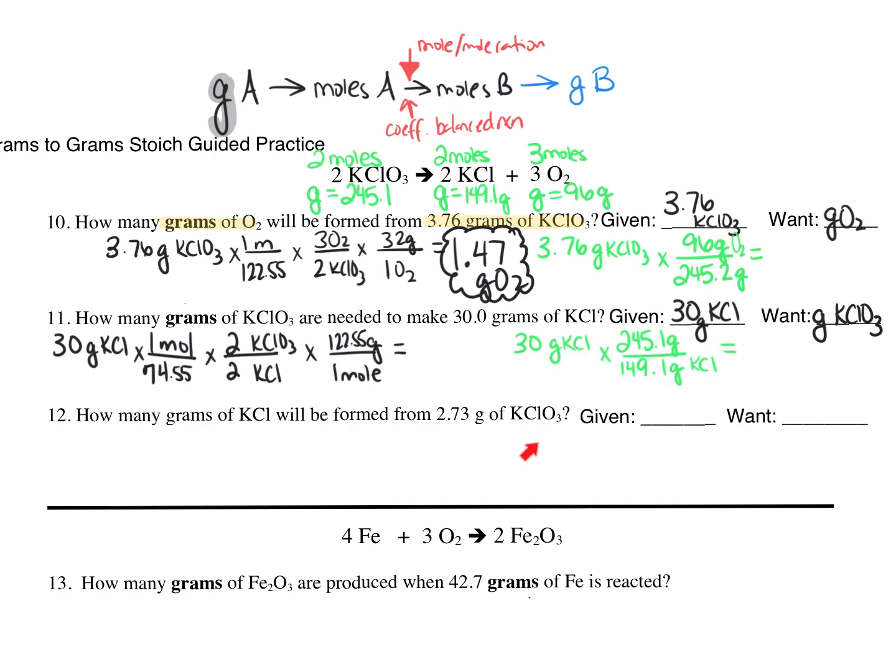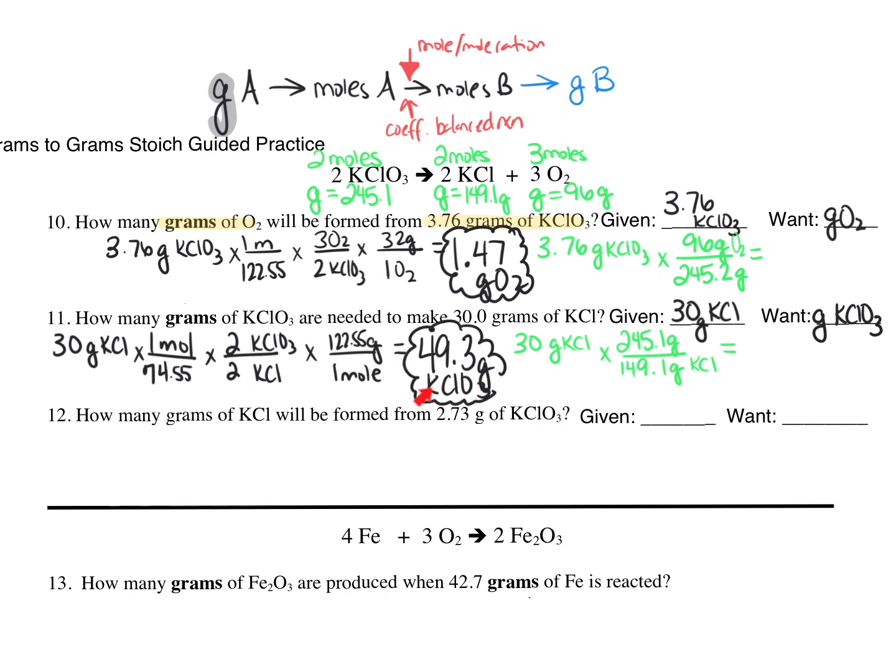If I want to do this the method where I create my own conversion factor, I'm given grams of KCl. So I come up here, I see 2 moles of KCl. 2 moles of KCl would weigh 149.1 grams. So that goes on the bottom, so I get rid of grams of KCl. I want to find my grams of KClO3. Well, 2 moles of KClO3 would weigh 245.1 grams. No matter which way you solve it, you should get the same answer.